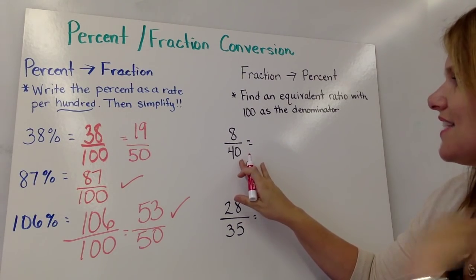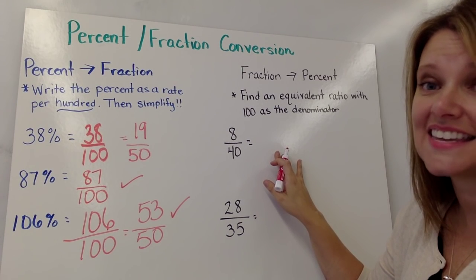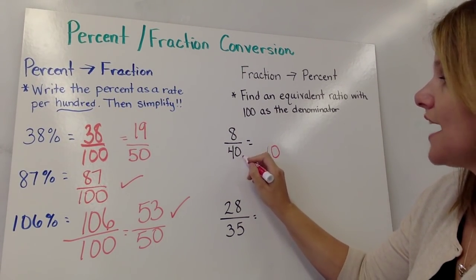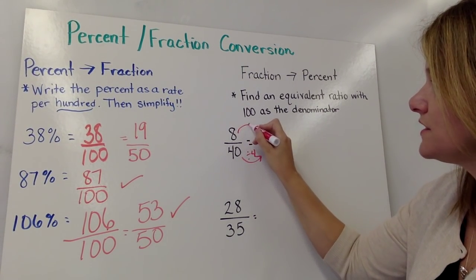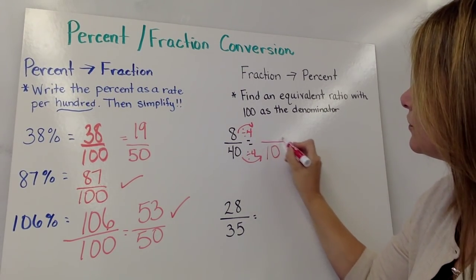All right, so I look here and I think, oh, I'm not really sure how to get 40 to 100, but I can easily get it to 10. All right, so I'm going to change it to a 10. I do that by dividing by 4, which means I have to do the same to the top. Divide by 4. 8 divided by 4 gives me 2.